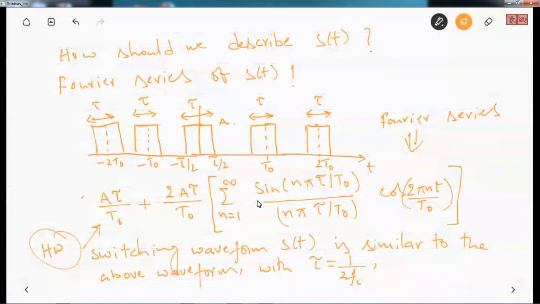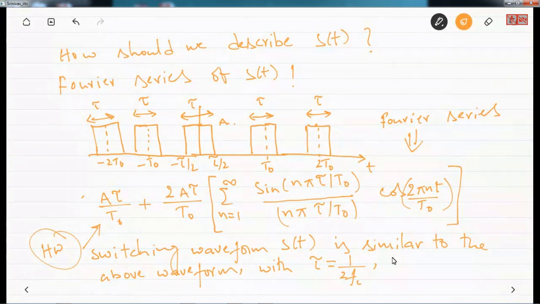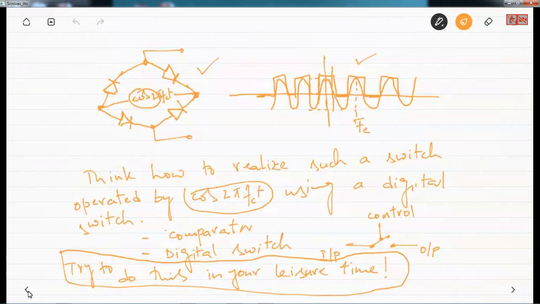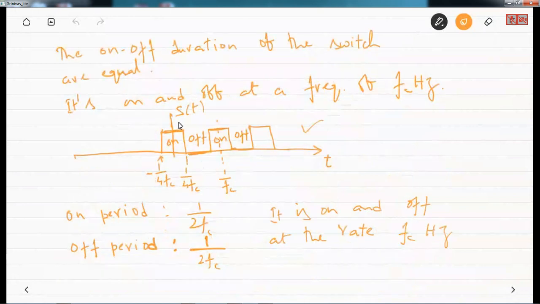If you compare this waveform with our switching waveform, we can say that tau is 1 by 2 fc, t naught is 1 by fc, and A equal to 1. What I'm trying to say is, if you put tau equal to 1 by 2 fc, t naught equal to 1 by fc, and A equal to 1, then you get our switching waveform. So this is the switching waveform, and let me put this amplitude as 1 here, right?